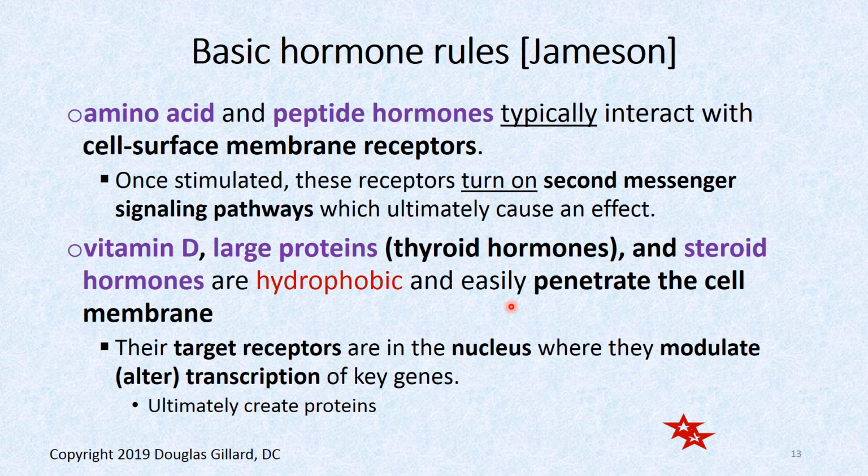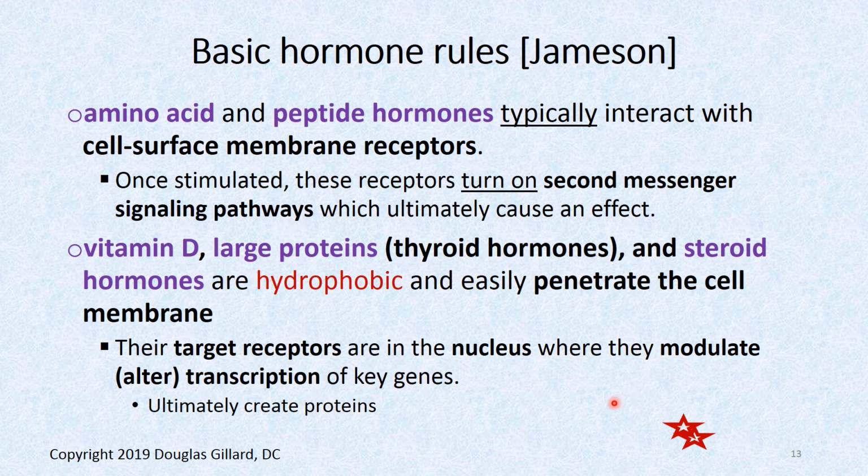Basic hormone rules. Amino acid and peptide hormones typically bind with their receptors, which live on the outer cell membrane of a cell. Because they bind to the cell membrane, they don't have any direct effect on protein synthesis. They can't affect the genes directly that are inside the nucleus, right? Because they just bound to the outside of the cell. So they have to rely on a second messenger signaling pathway to get the job done.